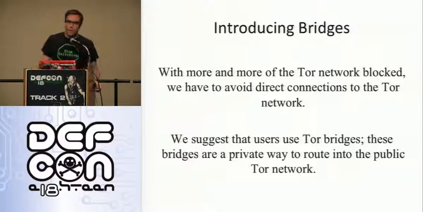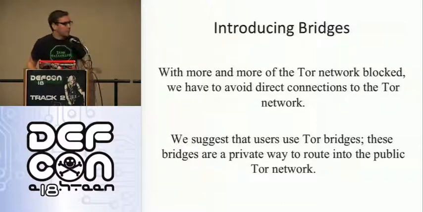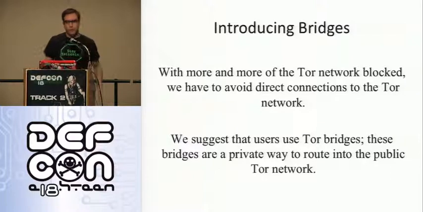The interesting thing here is that when these blocking events happen with China, they harvest this information. So we have two types of bridges. We have public bridges and private bridges. Public bridges are essentially just like relays, except instead of going to a directory, they go to what's called the bridge authority, or the bridge DB. And we have a website, bridges.torproject.org, which will give you bridges.